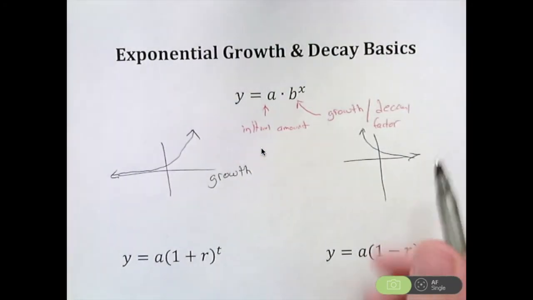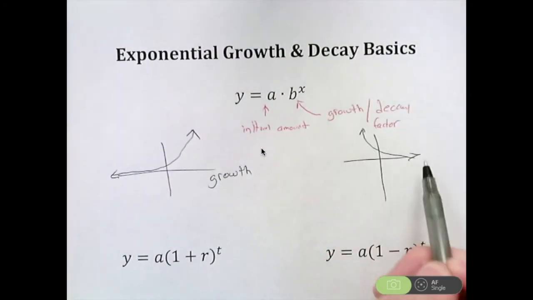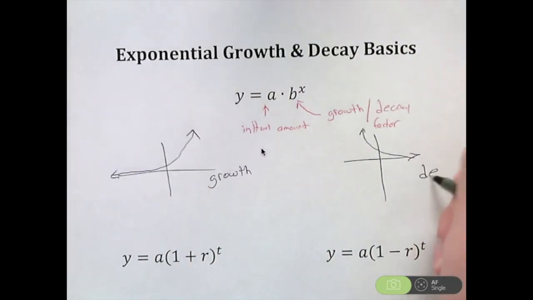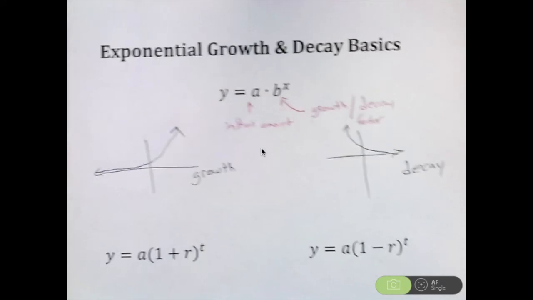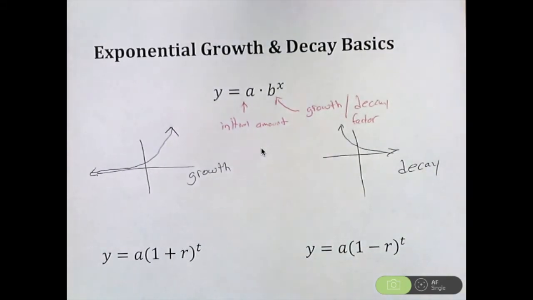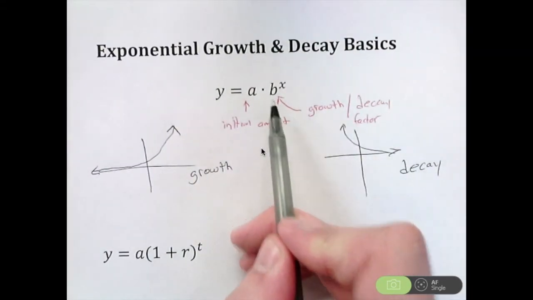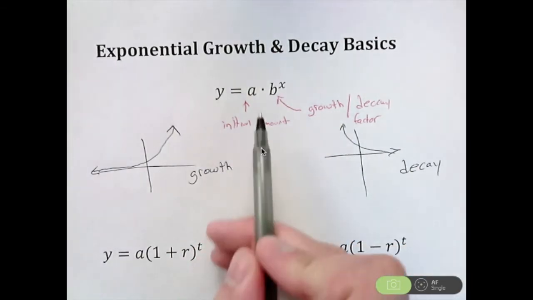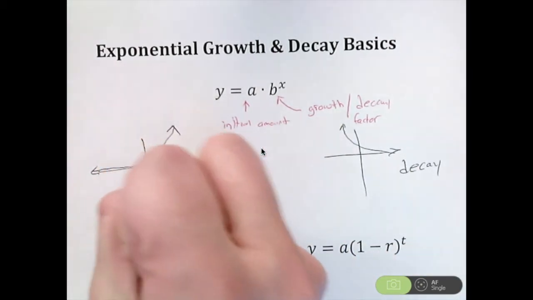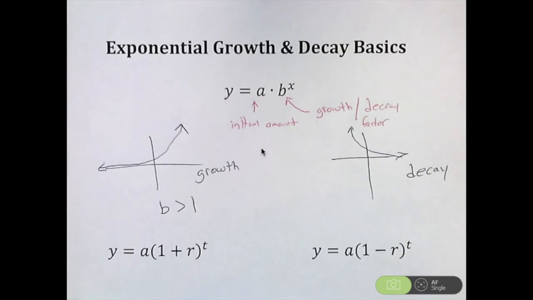And then over here, reading from left to right, you're going to start big and get small. That more resembles a decay. So you can look at it that way graphically and know growth or decay. Another way we can know is it has to deal with B. If you want a growth, the value for B is always going to be greater than 1.